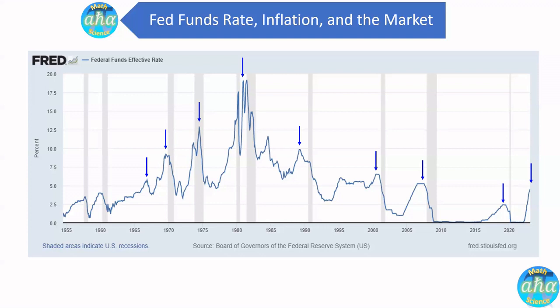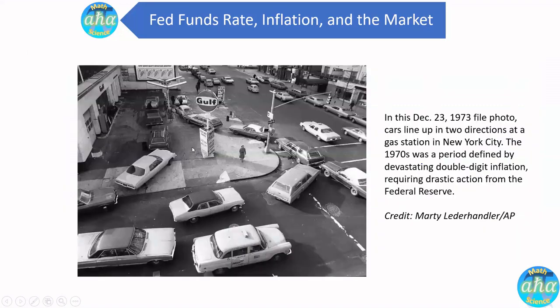That's inflation. Whenever we have high inflation, or inflation starts to pick up and skyrockets, the Federal Reserve has to react. And the most common response is just hiking the rates. So for example, in 1974, the rate goes up from above 12.5%. It's driven by the so-called oil prices. At the time, due to the oil crisis, you could not even fill your tanks. You can see in this photo, December 23rd, 1973, these cars have to line up at the gas station in New York City to fill the tanks.